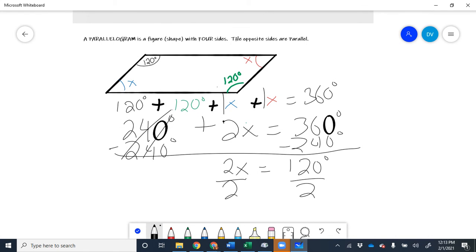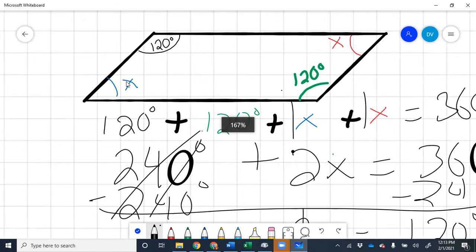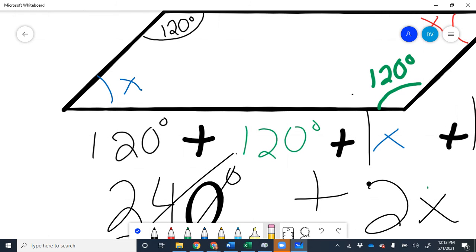Yes, we're just dividing by 2. I want you to do that. What's 120 degrees divided by 2? How many degrees would that be? 60 degrees, right? 60 degrees is x. So whenever we see x, no matter what color it is, we're going to erase that x and put 60 degrees. There's an x right there. Let's erase it and put 60 degrees.